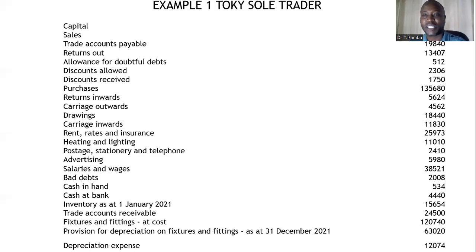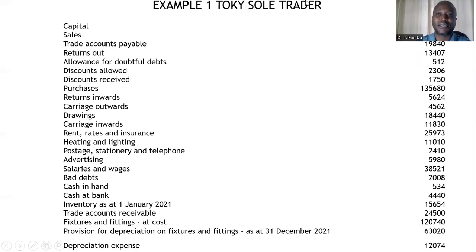This example is for Turkey's sole trader. We are given this information. This information does not state whether we have a credit or a debit balance, but you should be able to pick up whether it is a credit or debit balance by virtue of knowing the classification of each item. So let us start with our capital.